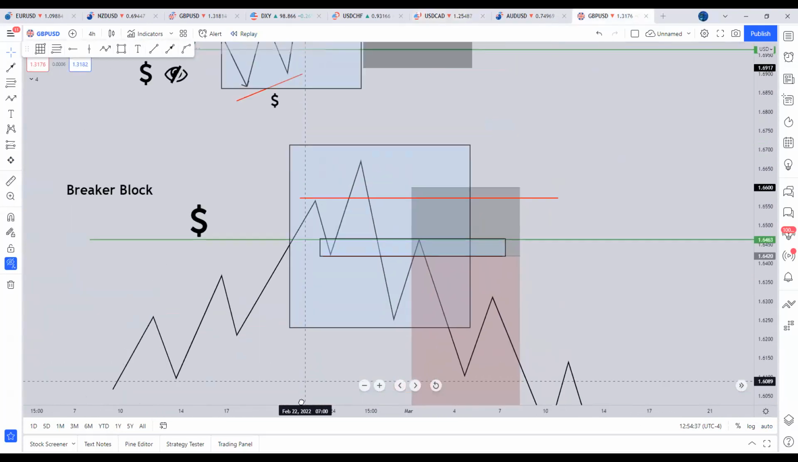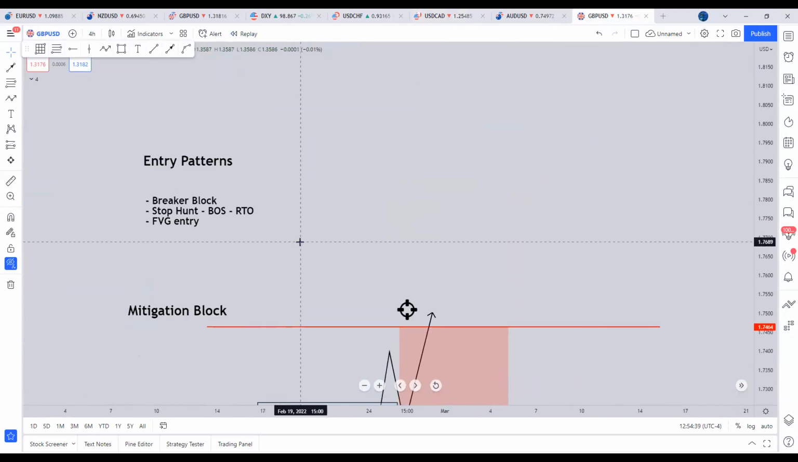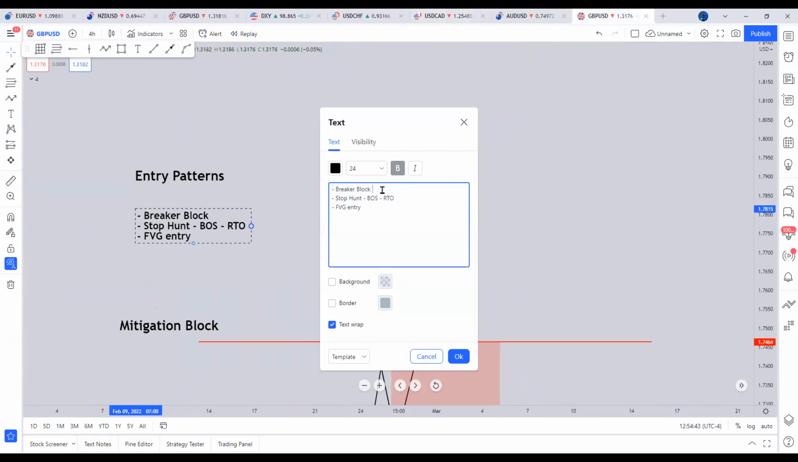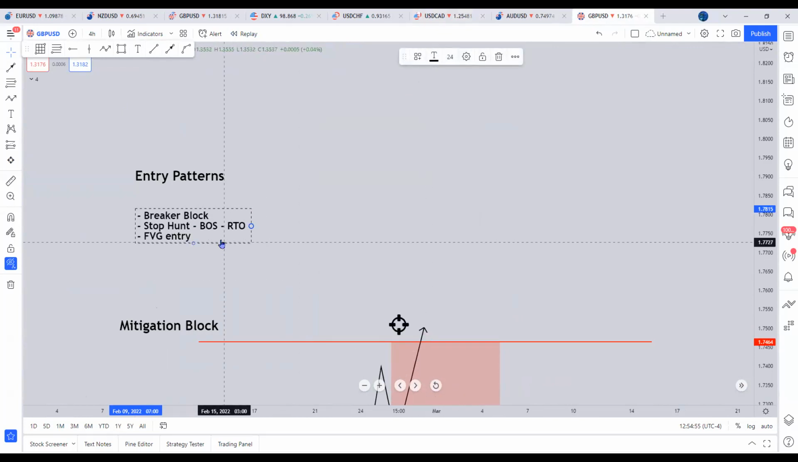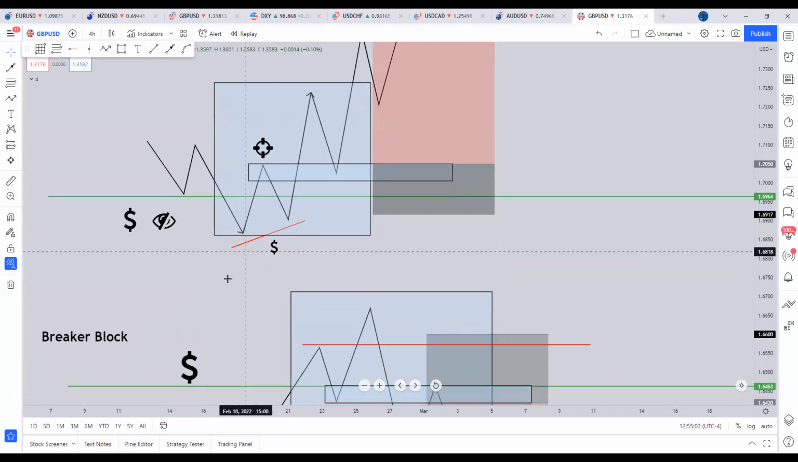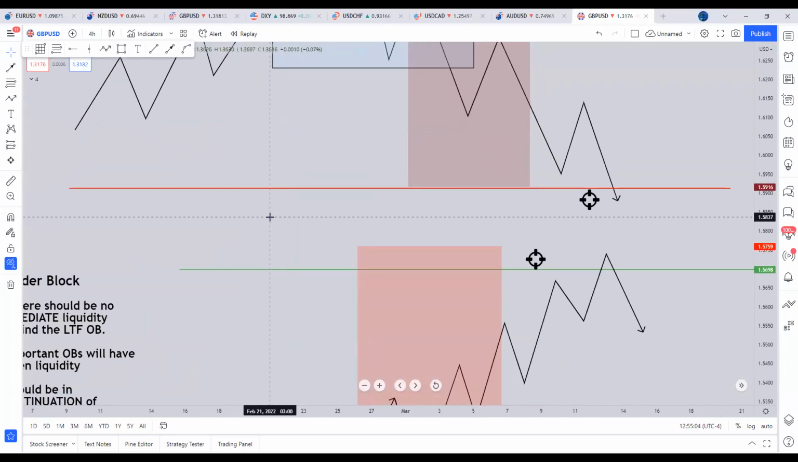All right, so we have the order block, we have the breaker block, we have the mitigation block. We've already had our breaker, so we'll leave that here. The stop hunt BOS RTO is the exact same as the breaker block, so I'm going to leave that out. There should be no problem you discerning this, okay? And now we've moved on to our last one. Okay, this is our last one.